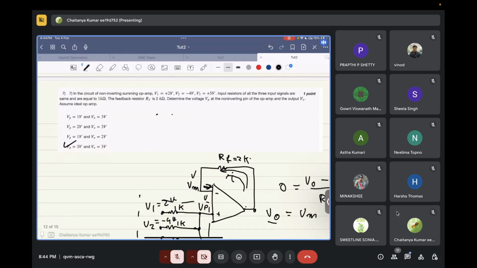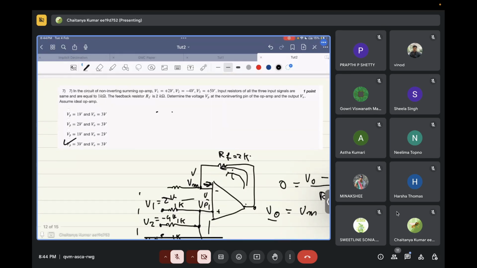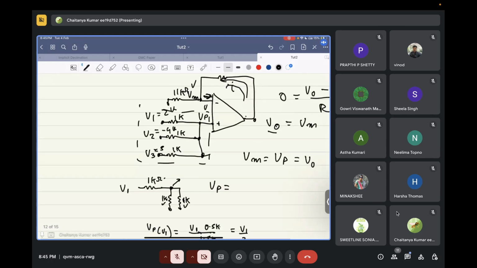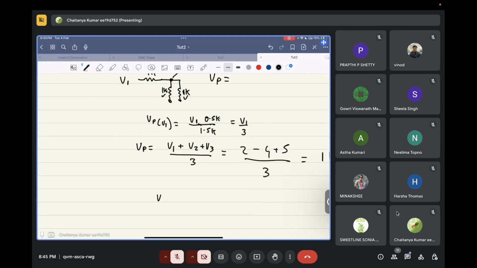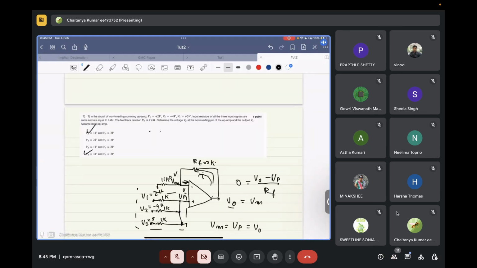If there was some 1 kilo ohm resistor over here also, in that case, what would happen? In that case, V naught would have been equal to Vp times 1 plus Rf by R1. And if this resistor was 1 kilo ohm, in that case, Vp times 3 it will come. This is 2 kilo ohms, right? So V naught would have been equal to 3 volts. So then this option would have been correct.